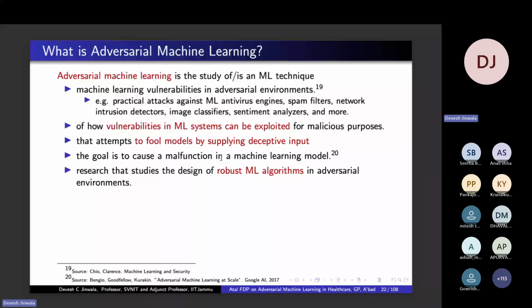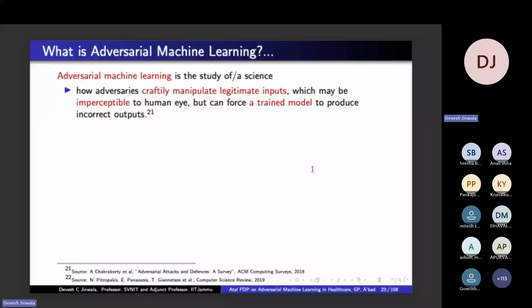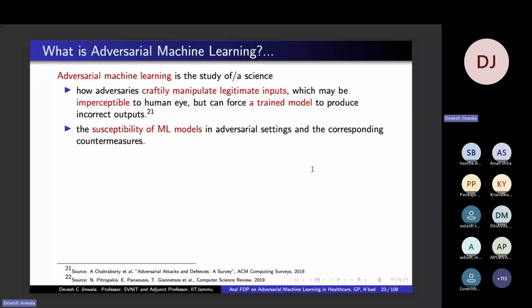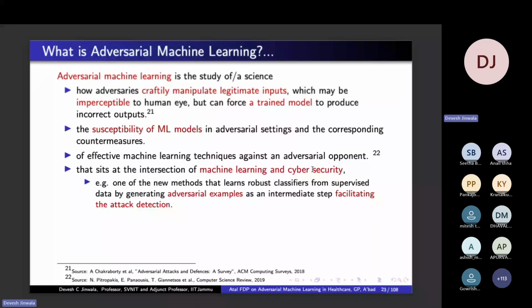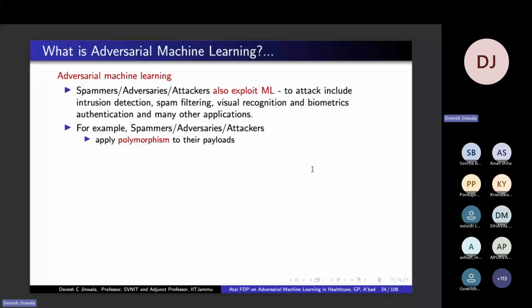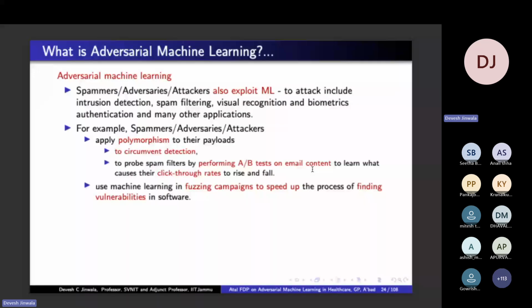So here we say that adversarial machine learning is the study of the design of robust machine learning algorithms in adversarial environments. I am giving here different views of adversarial machine learning. I'll not go into each of these views, because the basic aims of adversarial machine learning I've already discussed earlier, so I'll skip the slides.